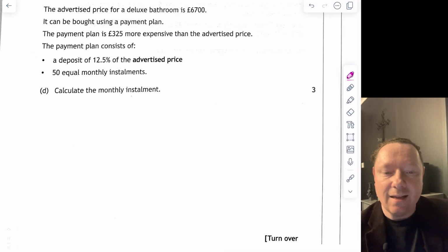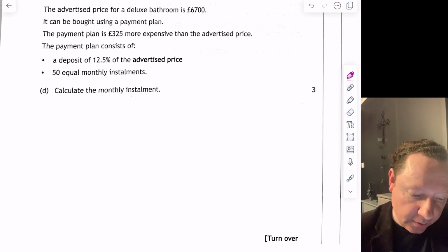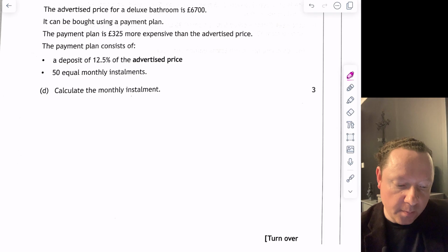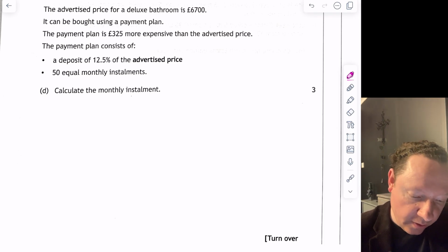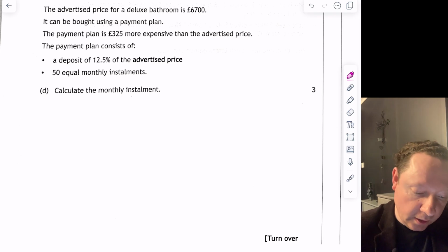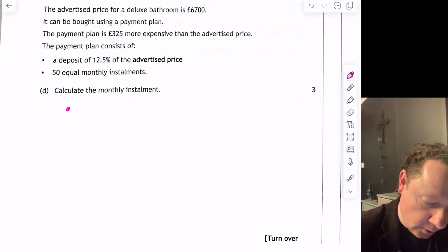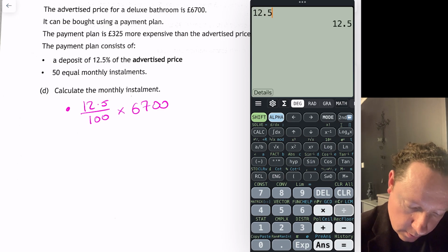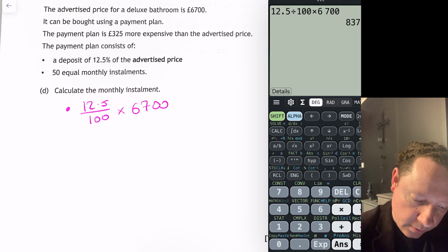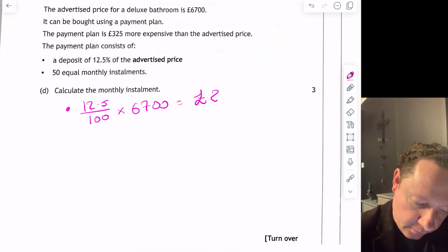And we're done there. The advertised purchase for a deluxe bathroom is £6,700. It can be bought with a payment plan. The payment plan is £325 more expensive than the advertised price, and it consists of 12.5% of the advertised price plus 50 equal instalments. So first bullet point, I need to do 12.5 out of 100 times 6,700. That gives me £837.50. So that is the deposit.